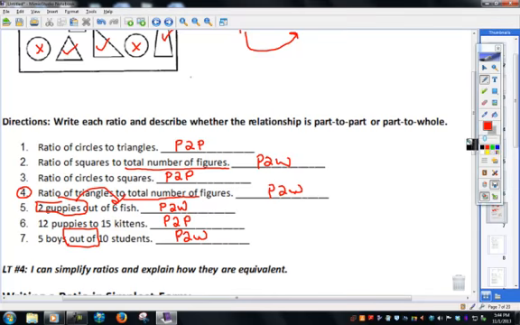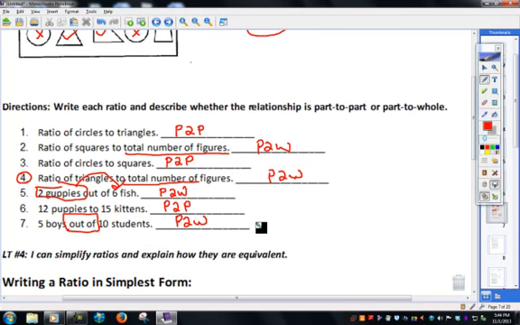Okay, so this is not difficult. It's all about just identifying exactly if the part, because they're all going to have a part, right? So if the part is actually included in the other term, then it's a part to whole. If it's not, it's part to part.